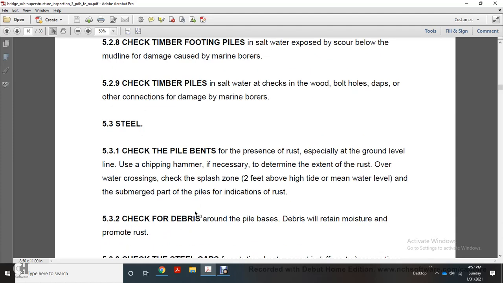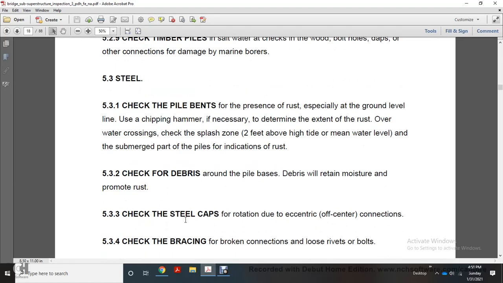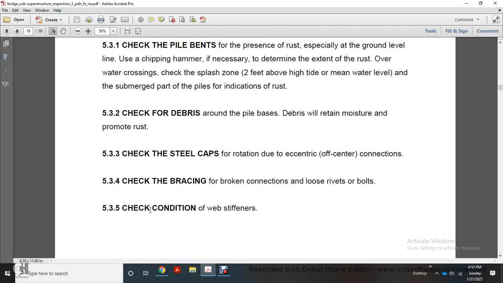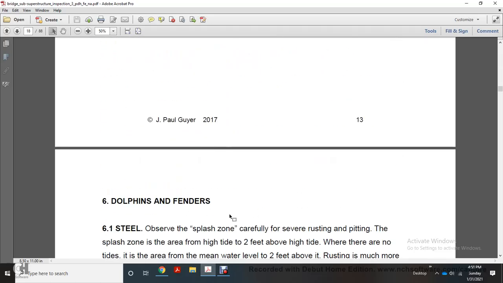Steel: check the pile bents for the presence of rust, especially at the ground level line. Chipping with a hand tool may be necessary to determine the extent of the rust over the water crossing. Check the splash zone, 2 feet above the high tide or mean water level, and the submerged part of the piles, for rust. Check for debris around the piles, since debris retains moisture and promotes rust. Check for steel cap rotation due to eccentric, off-center connections. Check bracing for broken connections and loose rivets and bolts. Check the condition of the web stiffeners.